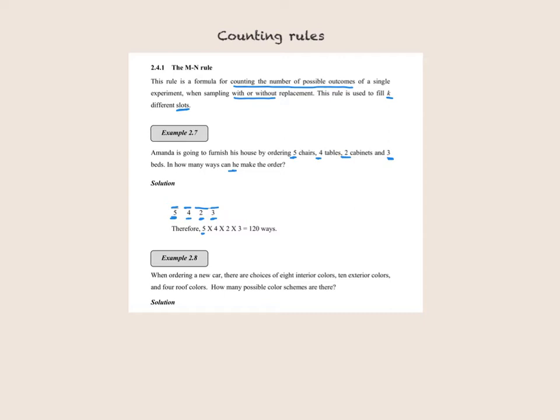Okay, so for example 2.8, when ordering a new car, there are choices of interior. So there are 8 possible colors, and then for the next slot we have 10 colors for the interiors, and then the next slot we have 4 roof colors. So how many possible color schemes are there? So you only have to multiply 8 multiplied by 10 multiplied by 4. So there are 320 possible color schemes.